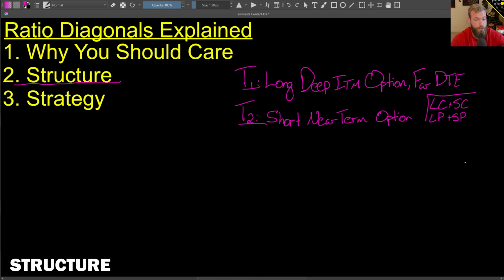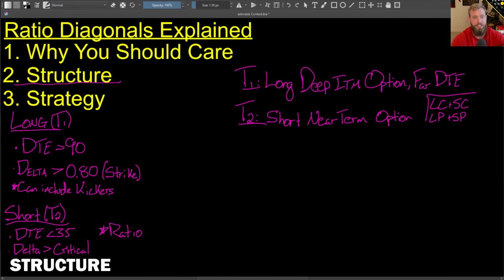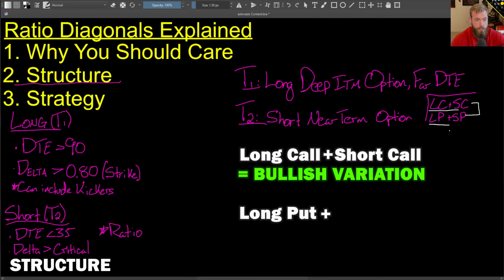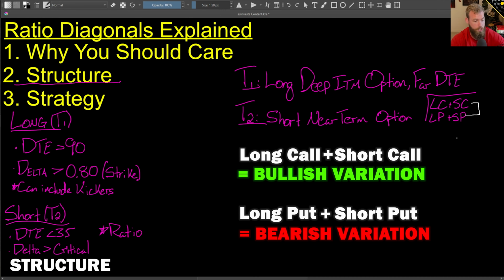The second leg is we're going to be short a near DTE option. This is pretty much anything within 30 DTE. I tend to focus on stuff that's maybe 2 weeks, 3 weeks, something like that. So these are kind of the two variations that we have. We have long call plus short call. That's the bullish variation. And then long put plus short put is the bearish variation.